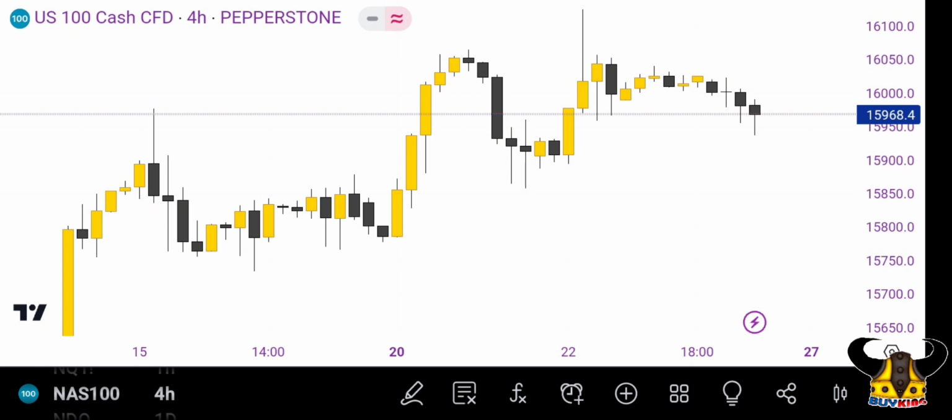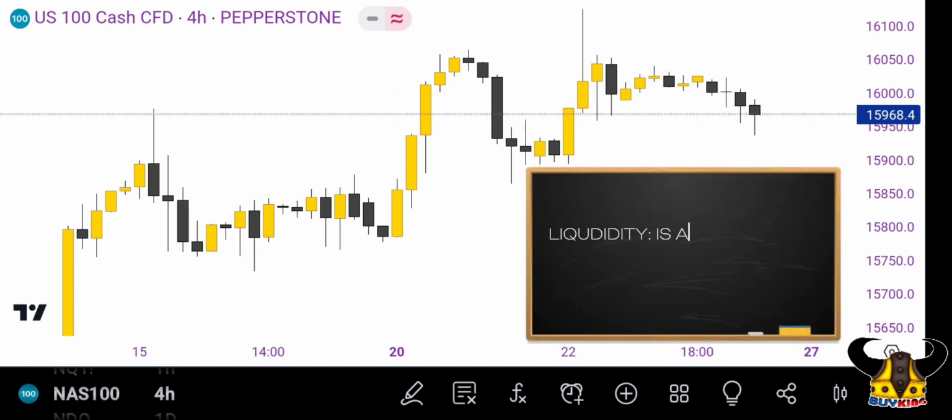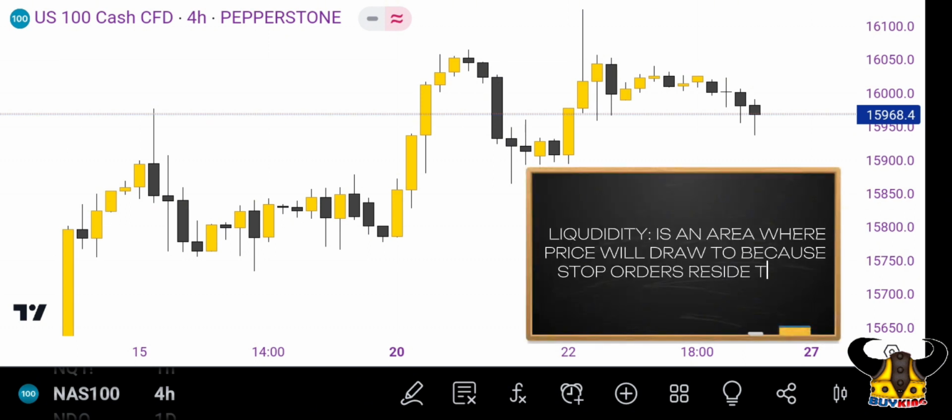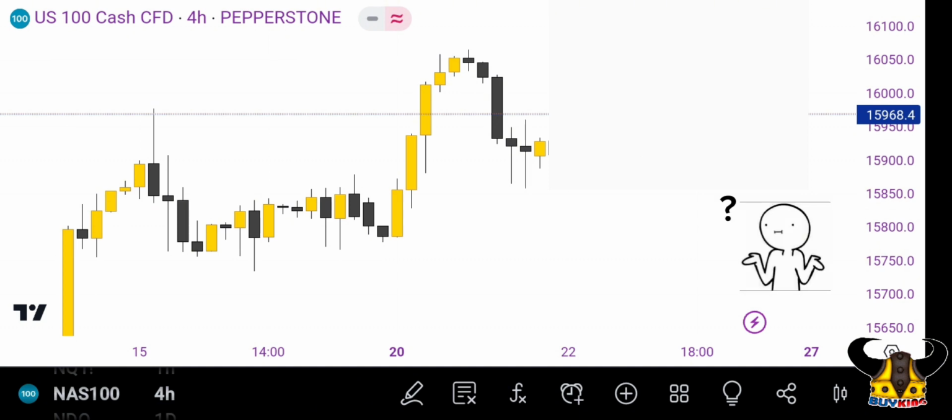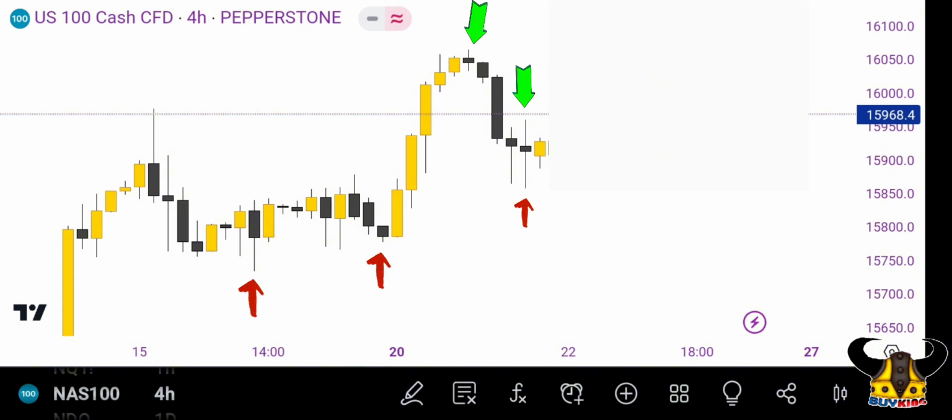But before we find it, let me explain a little deeper what liquidity is, and be sure to write this down. Liquidity is an area price will tend to draw to because stop orders reside there. In simple terms, it's where the money is. Now, look at our chart and remember we're focusing on this side of the chart, and tell me, where is the money? Where is the liquidity at? Below old lows and above old highs.